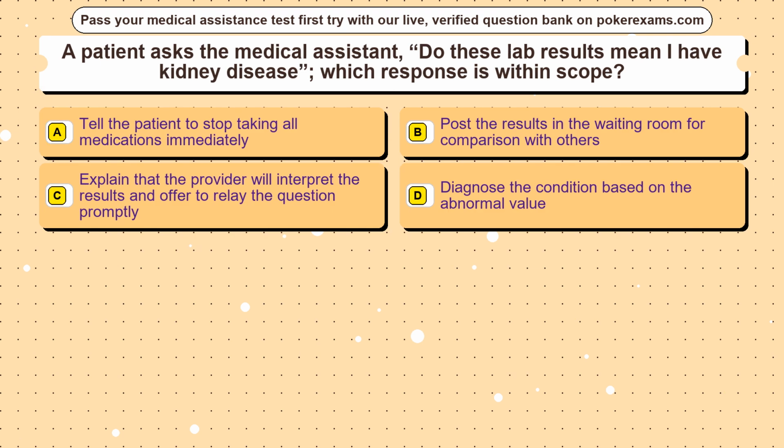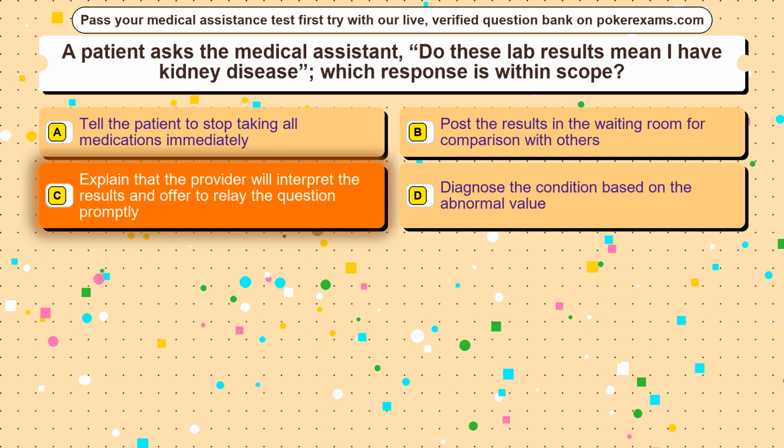Question 34. A patient asks the medical assistant, "Do these lab results mean I have kidney disease?" Which response is within scope? Option A, tell the patient to stop taking all medications immediately. Option B, post the results in the waiting room for comparison with others. Option C, explain that the provider will interpret the results and offer to relay the question promptly. Option D, diagnose the condition based on the abnormal value.